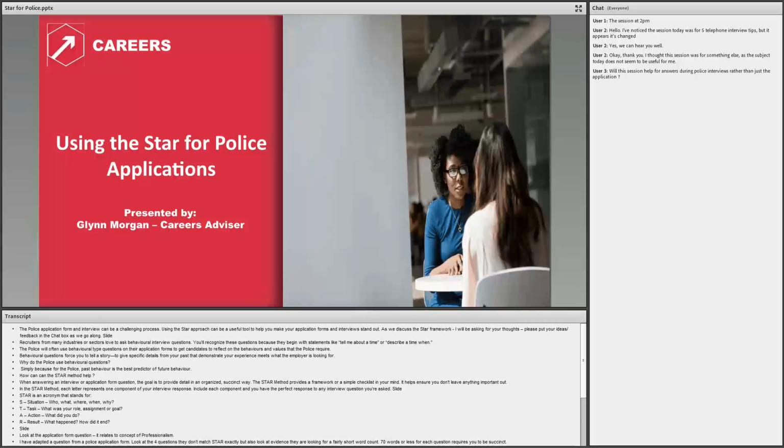The police application form and interview can be a challenging process. Using the STAR approach can be a useful tool to help you make your application forms and interviews stand out. As we discuss the STAR framework, I will be asking you for your thoughts. Please put your ideas and feedback in the chat box as we go along.